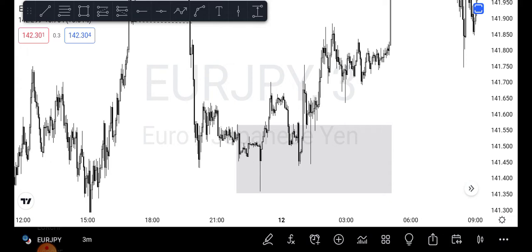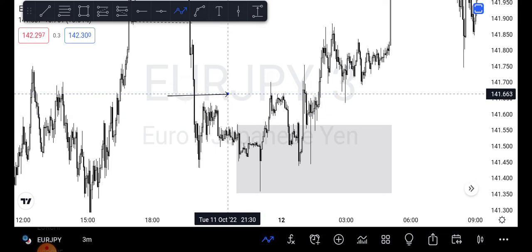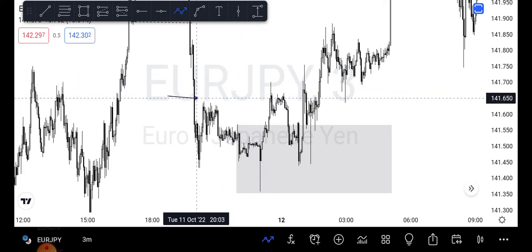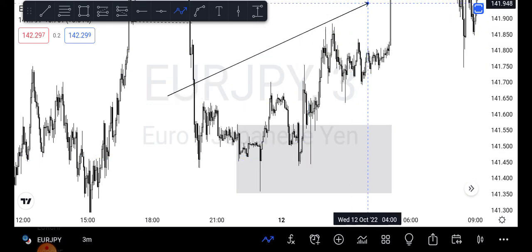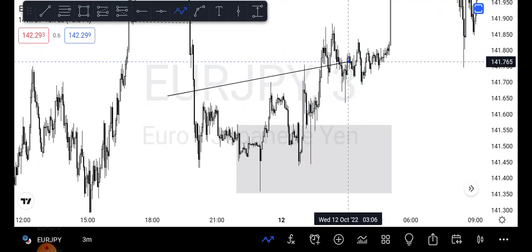Market was consolidating here, broke upwards, led to a break of structure. Market came back, dipped into the zone, and boom. You see?